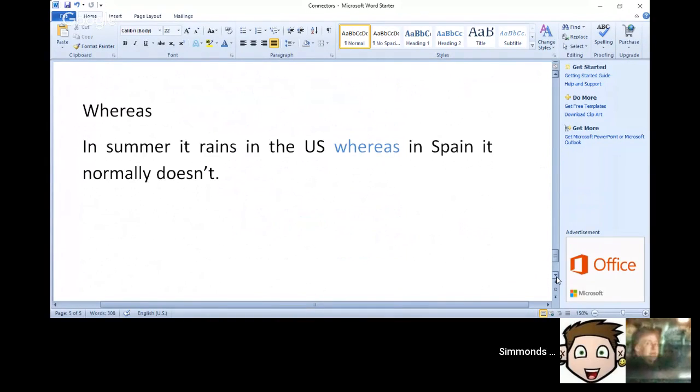Okay. Whereas in summer it rains in the US, whereas in Spain it normally doesn't. Exactly. And this is a true statement as well, right, Rafa? Unfortunately. Exactly. That's exactly what I was just thinking. So, in summer it rains in the US, whereas, and here we can just say as, in the US, as in Spain, it normally doesn't, whereas. Okay. Any questions with this?